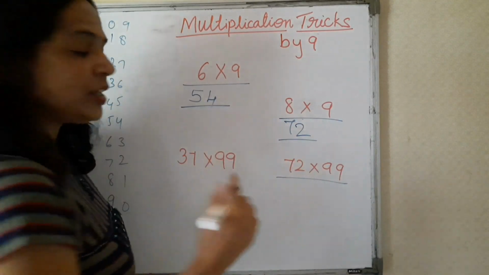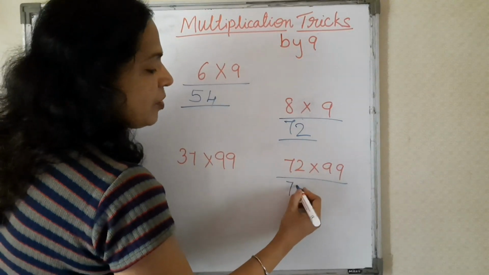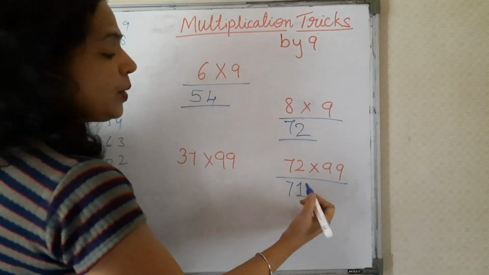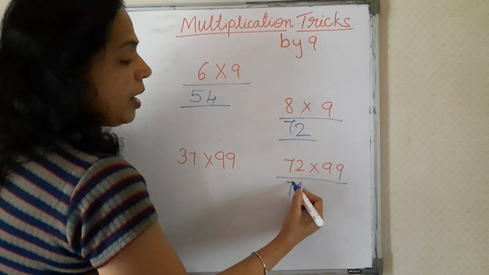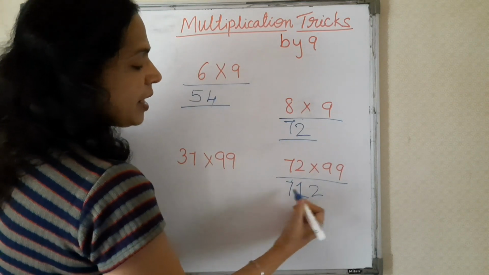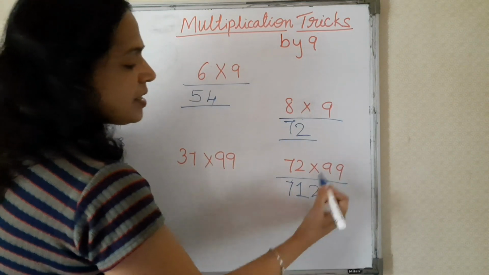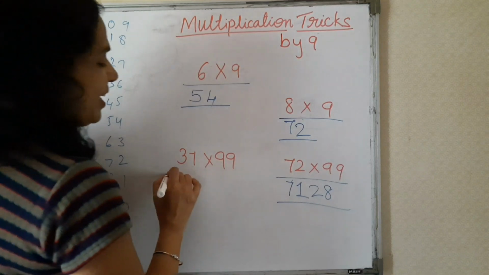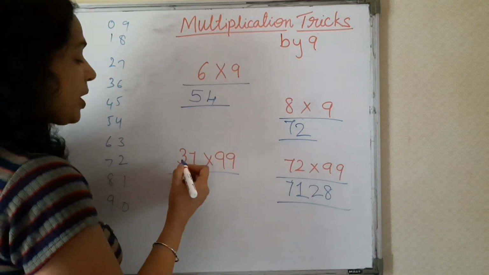1 less than 72 is 71. Now you will see for this number how much you add to get 9. 7 plus 2 is 9. 1 plus 8 is 9. This is our answer. Look at this one more example.